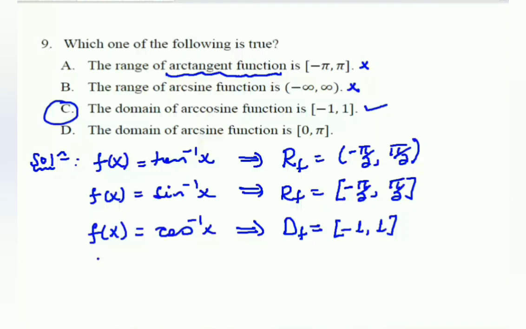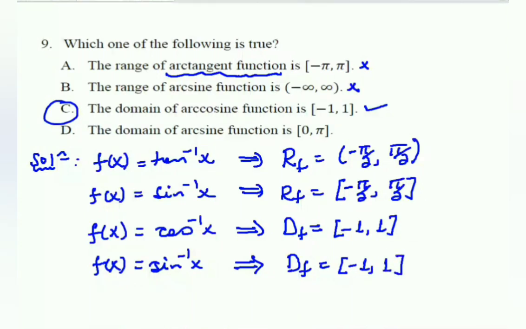Let's see the D case. In D, f of x is equal to arcsine, or sine inverse. The domain of the sine inverse function and the cos inverse function are the same, between minus 1 and 1. So D cannot be the answer. Therefore, the true statement for this question is C.